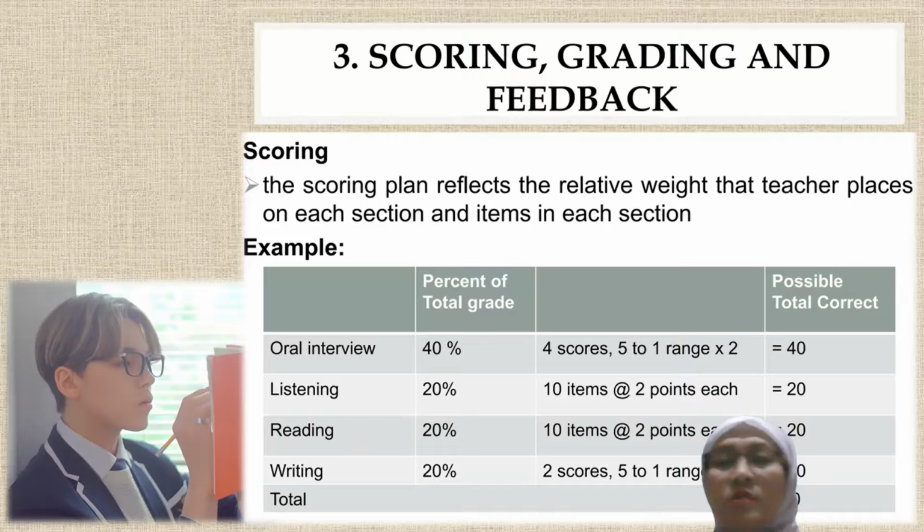Nah, itu bobotnya. Kemudian dari 40% itu misalnya oral interview ada 5 question ya. 4 question, 4 score. 5, masing-masing question bobotnya 5. Kemudian nanti dikali 2. Jadi hasilnya 44 kali dalam kurung 5 kali 2.